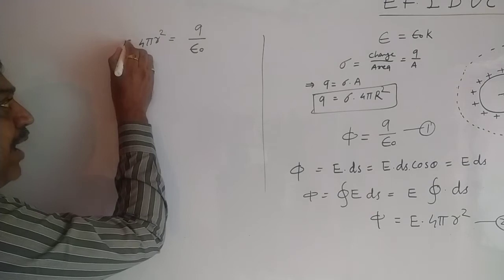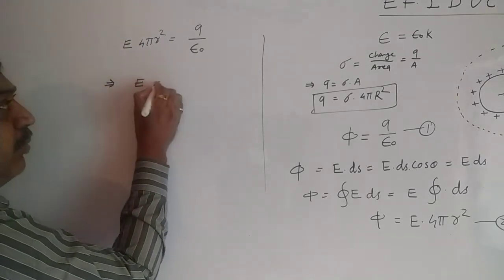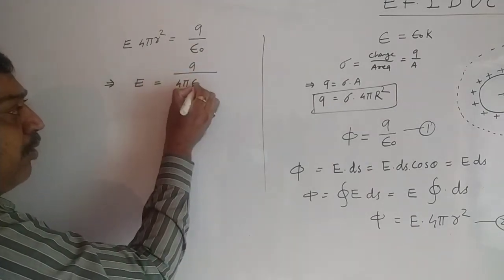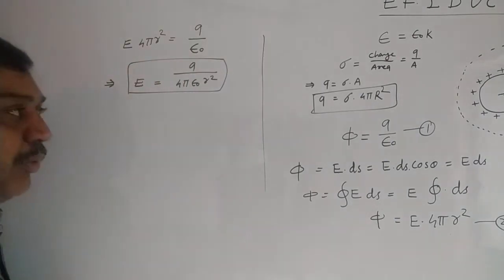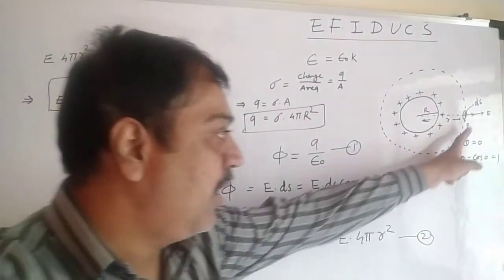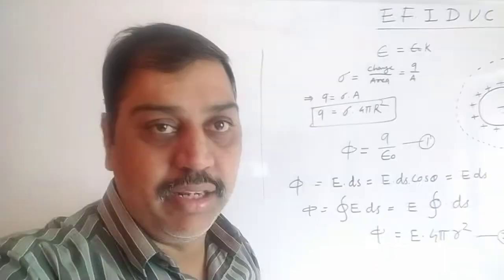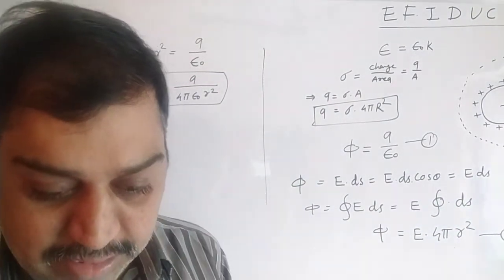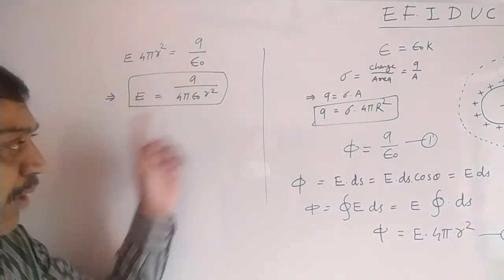Our aim is to find out this E. So this implies that E is equal to Q divided by 4 pi epsilon 0 into r square, and this will give the electric field intensity at a point P at a distance small r from the charged conducting sphere. That is the equation for electric field intensity, Q divided by 4 pi epsilon 0 into r square.